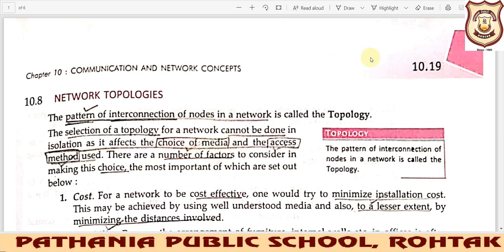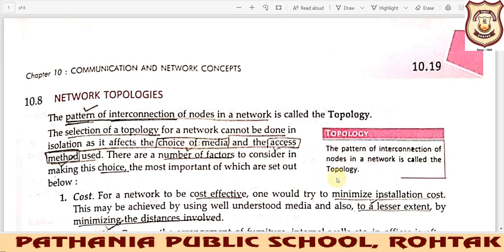So what is a topology? Topology is actually the pattern through which the various nodes are interconnected in a network. Here, node means computer. So how we are going to connect the computers together to form a network is known as topology. I'm repeating again, the pattern of interconnection, meaning how we are going to connect different computers together, is your topology.